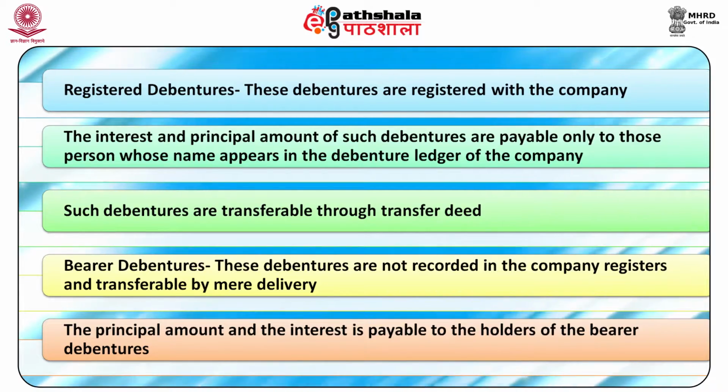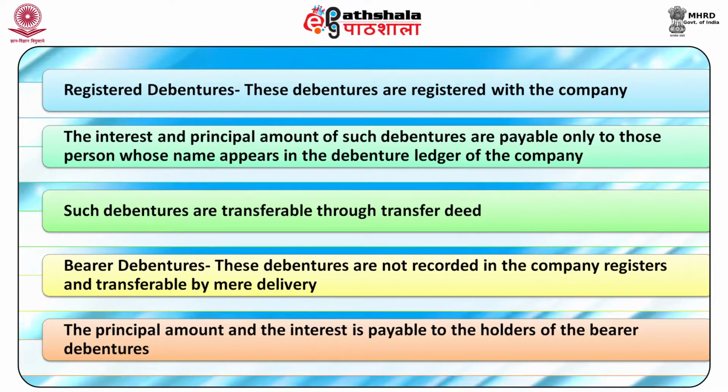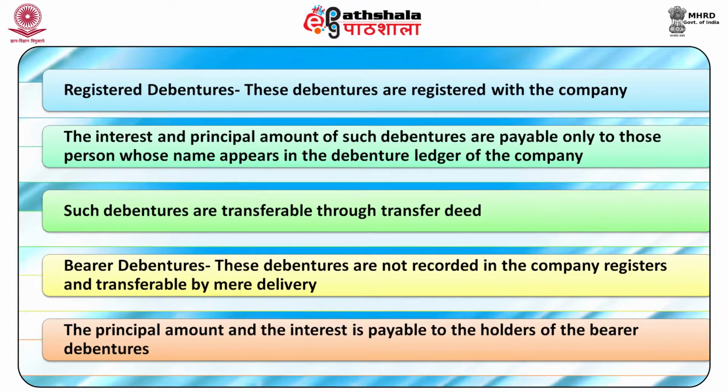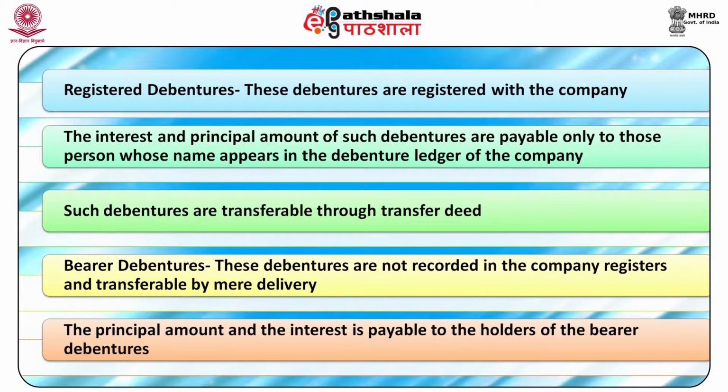These debentures are registered with the company. The interest and principal amount of such debentures are payable only to those persons whose name appears in the debenture register of the company. Such debentures are transferable through transfer deed. They are known as registered debentures. The other type is bearer debentures. These debentures are not recorded in the company register and are transferable by mere delivery. The principal amount and the interest is payable to the holder of bearer debenture.